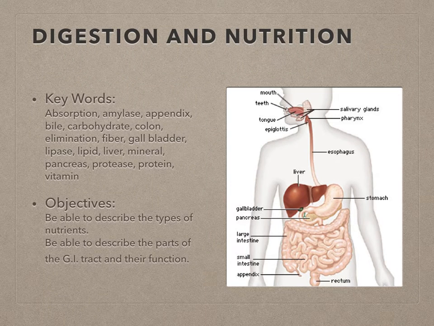This slideshow accompanies Chapter 14 on digestion and nutrition. And in it, we are going to describe the types of nutrients, say a little bit about them, and then we'll describe some of the parts of the gastrointestinal tract and talk about their function. We'll focus on the main parts.